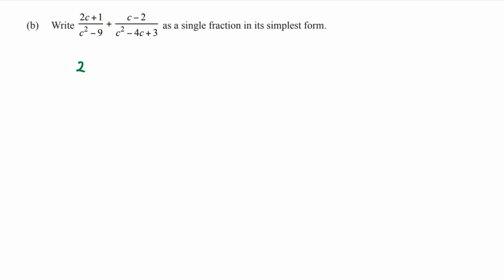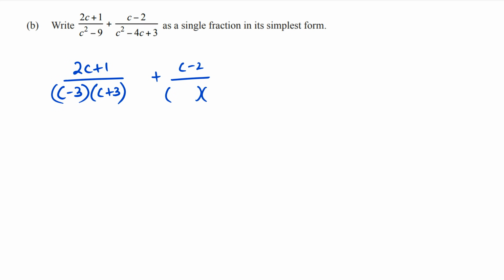In the first fraction, we're going to write that as 2c plus 1 divided by, and instead of writing it as c squared minus 9, we can write it as c minus 3 and c plus 3. Plus, we have c minus 2. And we're also going to factorize the denominator here. So when I factorize the denominator here, I am going to get c minus 3 and c minus 1, sorry.